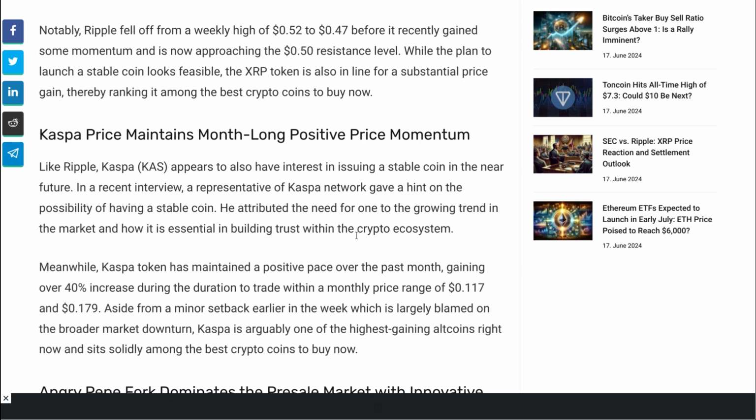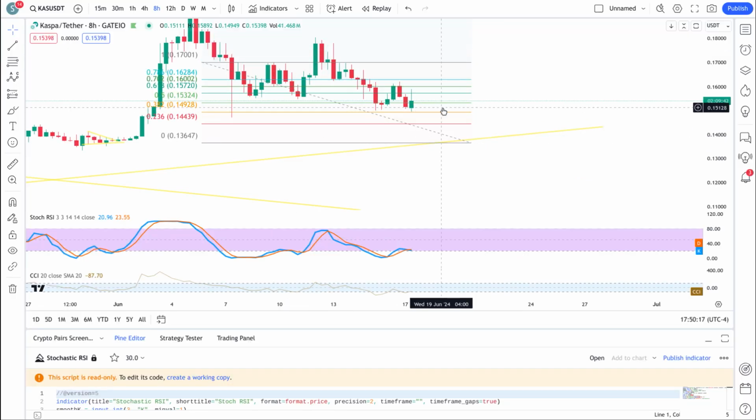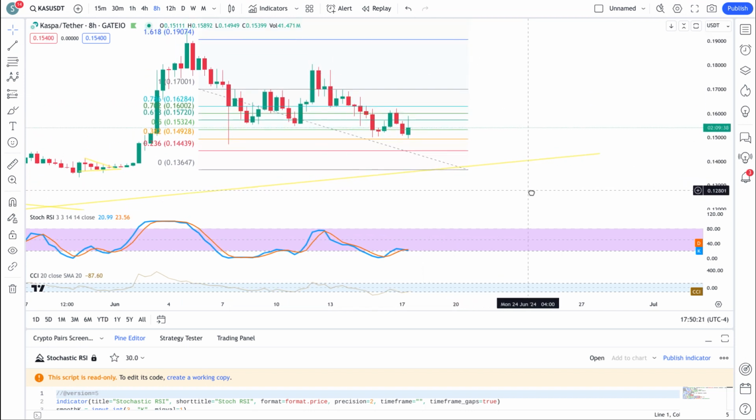So pretty awesome. They're looking into a stable coin for Kaspa. What do you know? They are incredible. So, all right, thank you so very, very much, guys. Let's get the rest of this correction over with and get started towards the upside. That's what we want to see.